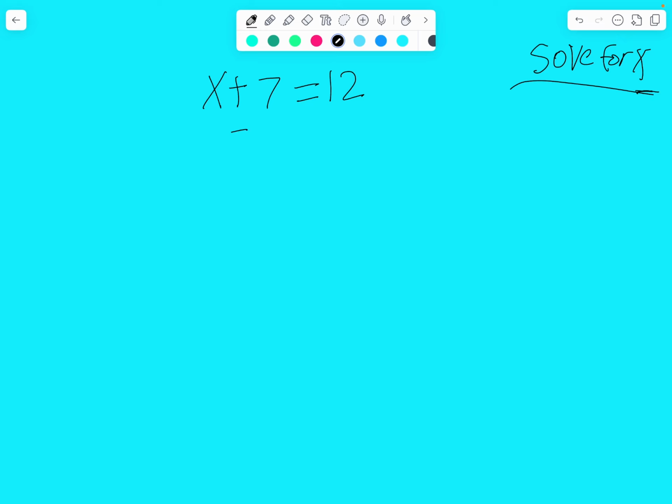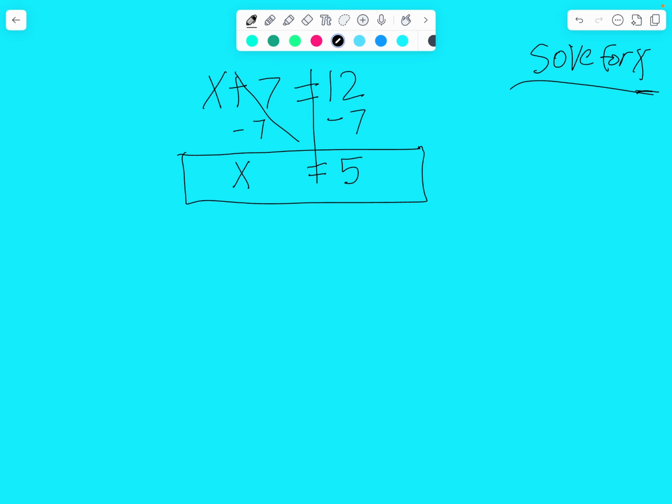So what I'm going to do is ask myself, how do I get x by itself? I have x plus 7, right? I want to minus 7 on both sides, because what I do on one side, I have to do on the other, with these types of equations. So I have x plus 7 minus 7. That will get me 0. So I have x on my left side. And we all know 12 minus 7 is 5, right? Clean solution, x equals 5, all right?